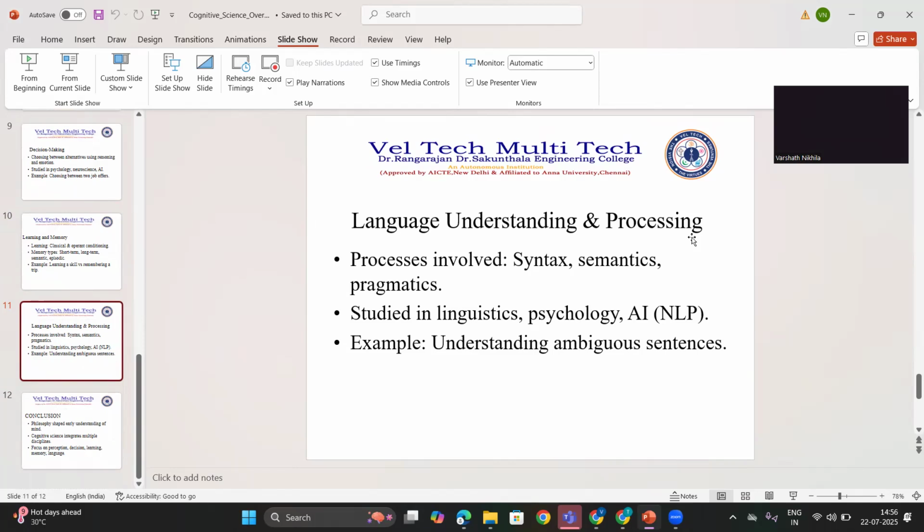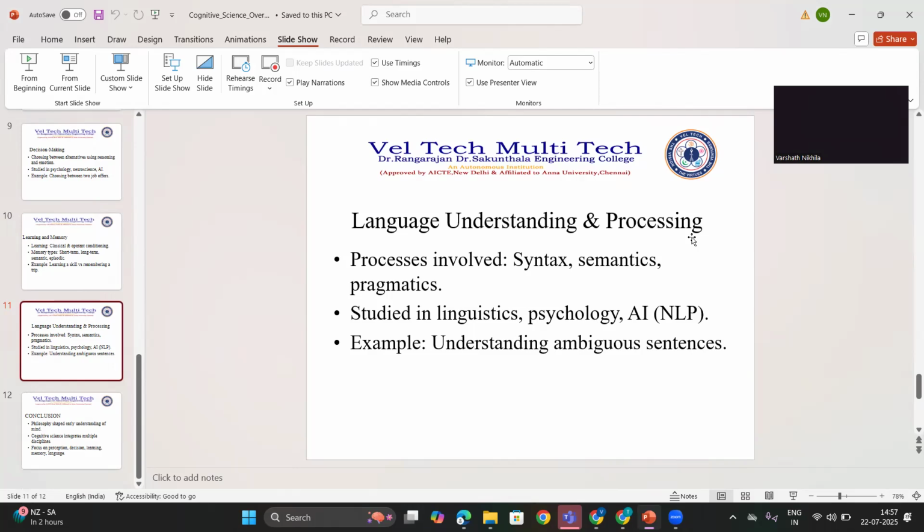The next one is language understanding and processing. The processes involved are syntax, semantics, and pragmatics, which are studied in linguistics, psychology, and AI. For example, understanding ambiguous sentences. Also in language understanding and processing, there are different aspects, like grammar and syntax, studied in psychology.